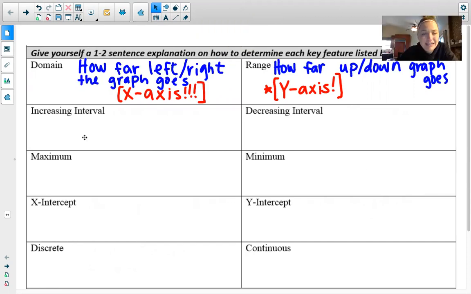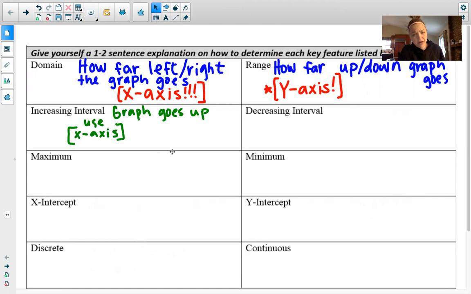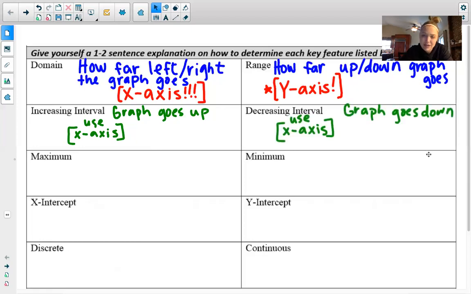The next thing is increasing intervals. An increasing interval is wherever the graph goes upwards, and you're always moving from left to right on these graphs. Think about it like a roller coaster. You start on the far left, and if the graph is going uphill toward the right, then it's an increasing interval. You describe it using the x-axis. Now a decreasing interval is wherever the graph goes downhill from left to right, and you'll use the x-axis again in interval notation.